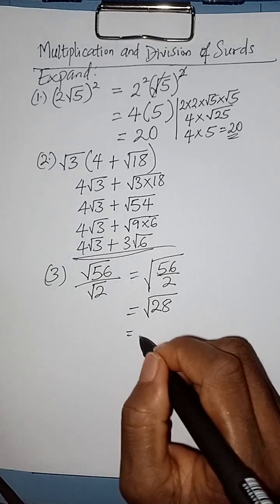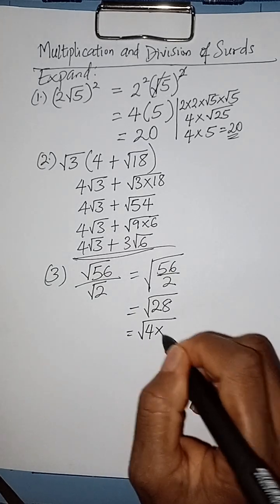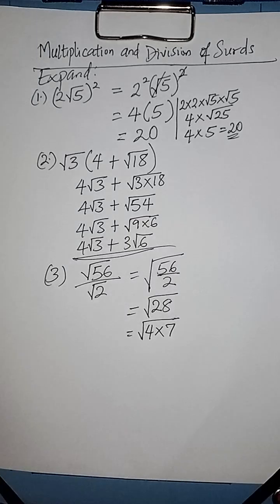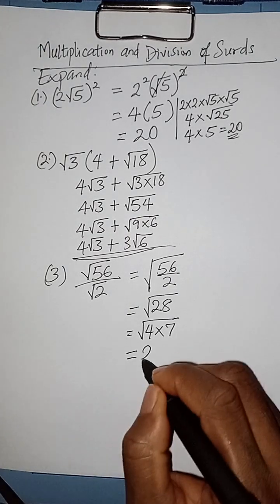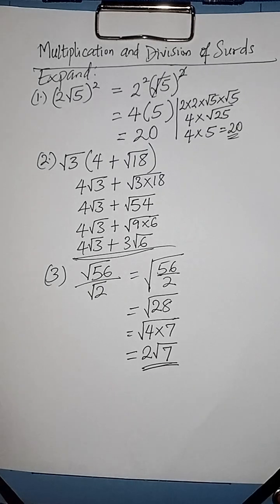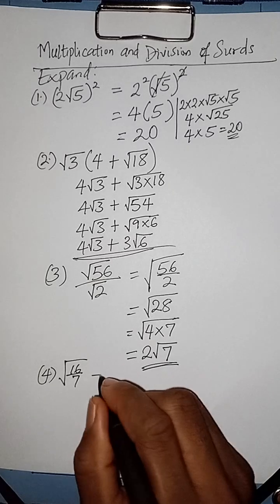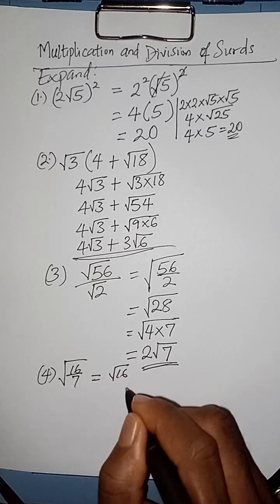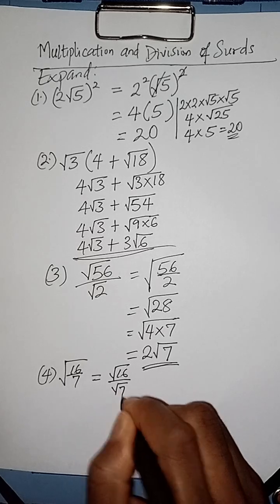Now at this point, it's easier for you to look for two numbers so that one of them is a perfect square and they are factors of 28. And your answer is 2 root 7. What about if you have number 4? Square root 16 divided by 7. You can separate them so that it becomes root 16 divided by root 7.